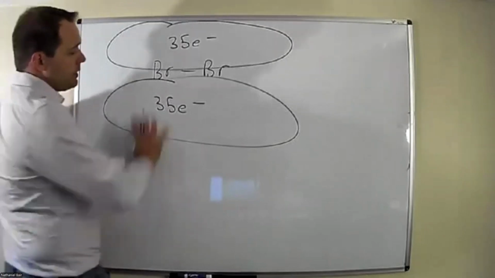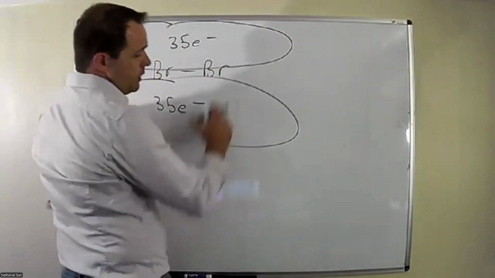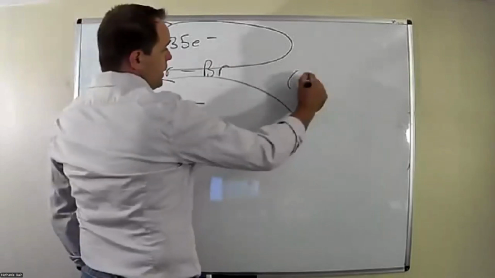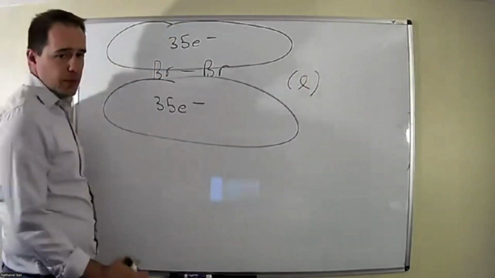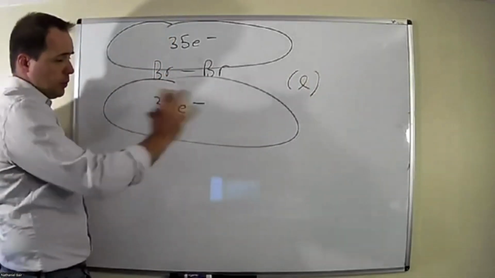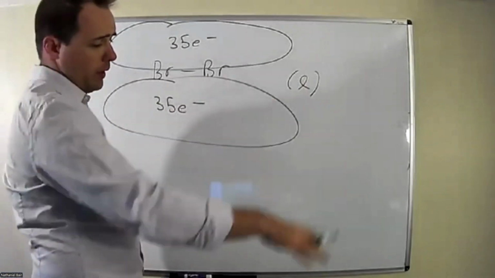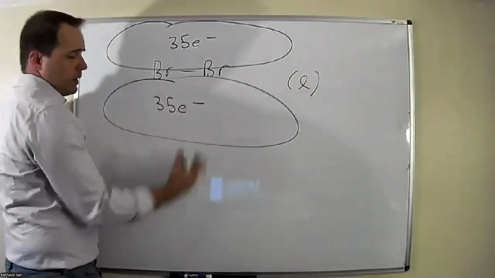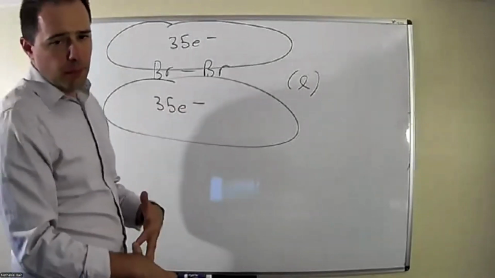So bromine, now its electron cloud is big enough that you have enough distortions that bromine is a liquid at room temperature. So there's enough intermolecular forces, enough random distortions, enough London dispersion forces going on that two bromine molecules can stick together in the liquid phase.